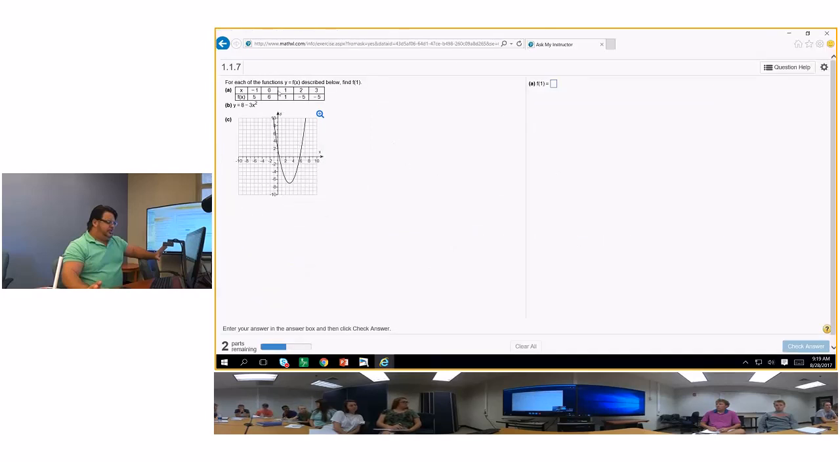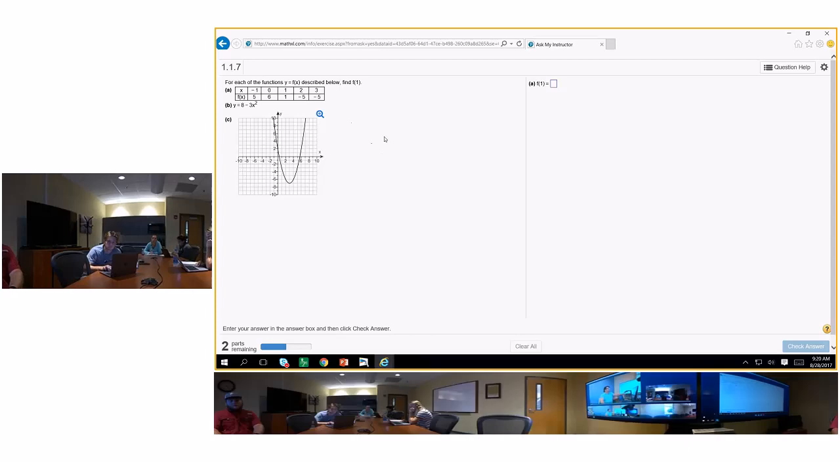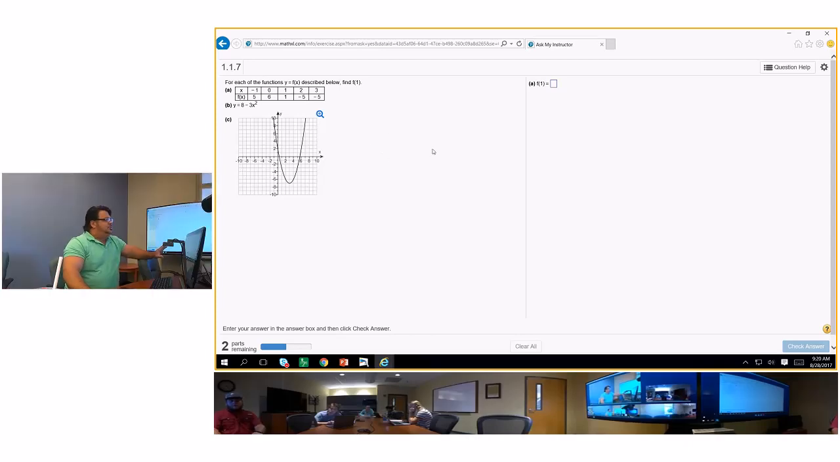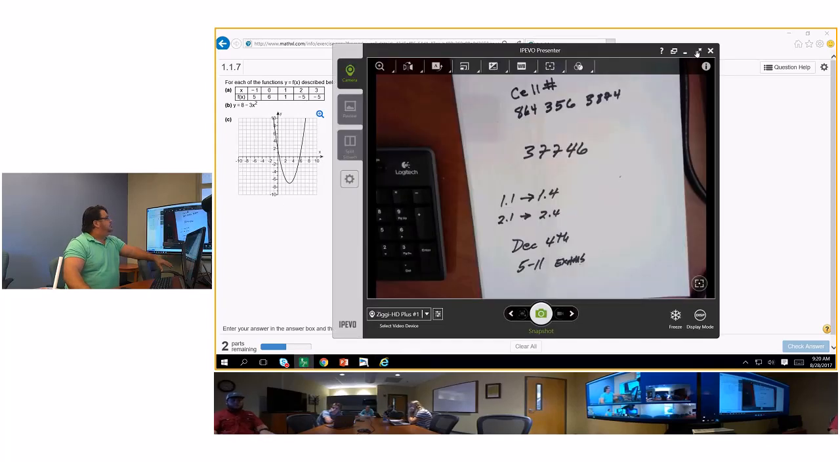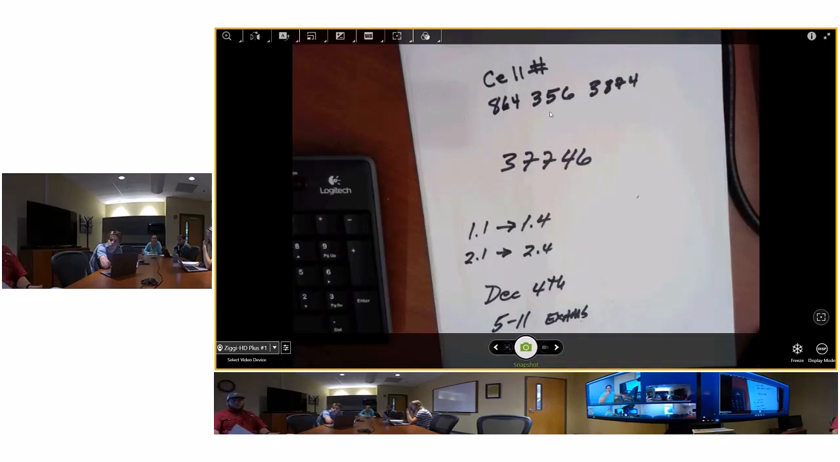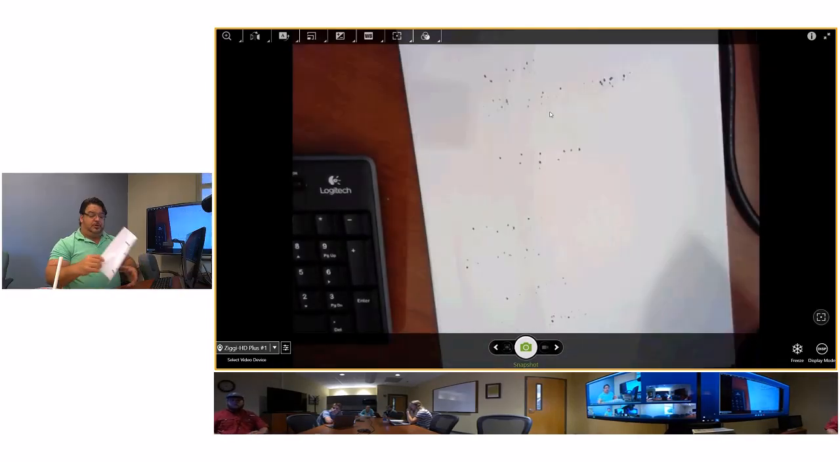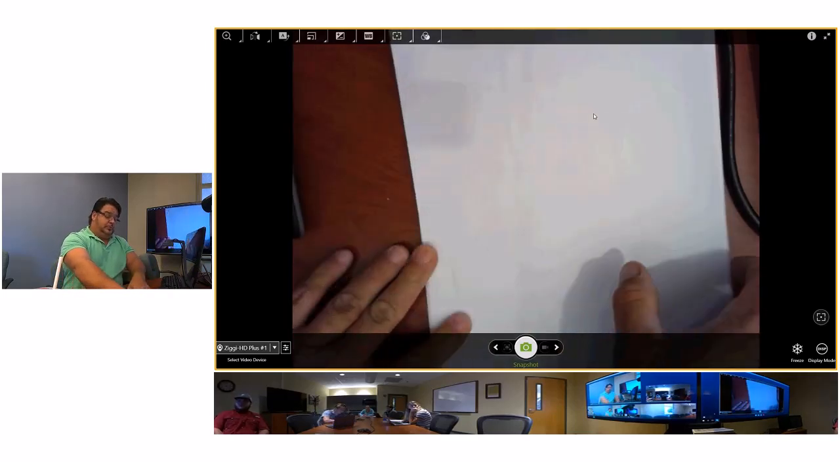Find, for each of the functions y is equal to f of x described below, find f of 1. Okay, before I go any further, what did I tell y'all about functions the other day? I told y'all that y'all all know how to do functions, didn't I? I told you that you learned how to do functions in what class? Pre-algebra, yeah. Hubert, that's right, class. Thank you for the interaction. I appreciate it. Interaction is real good.